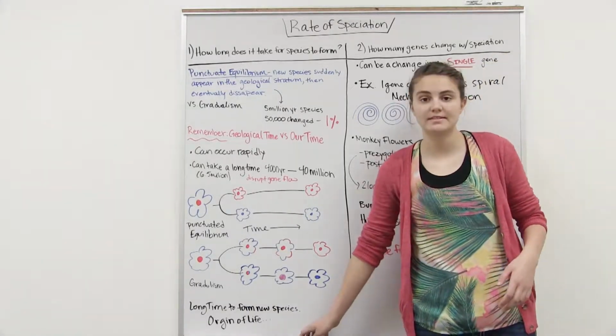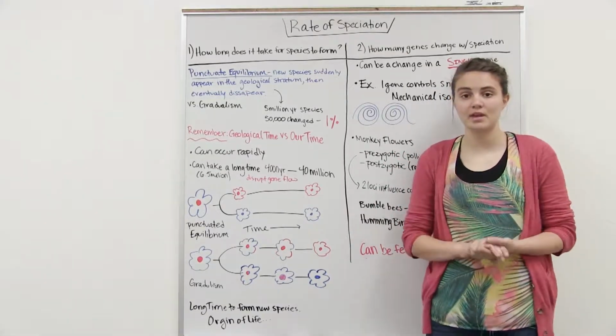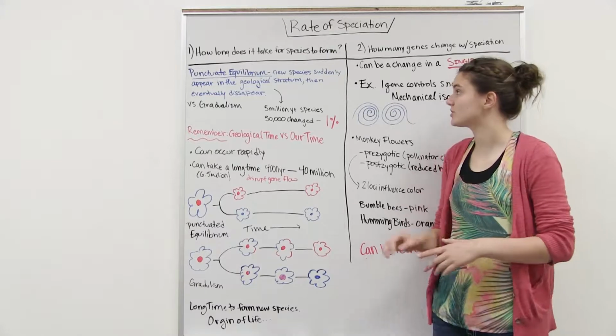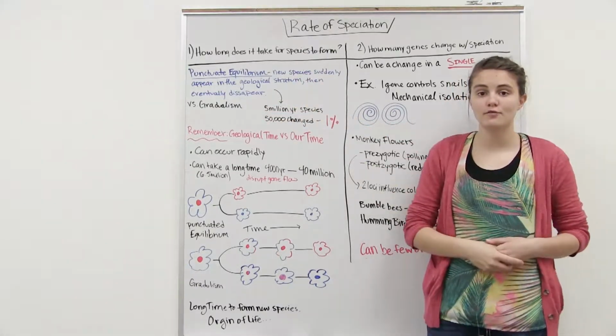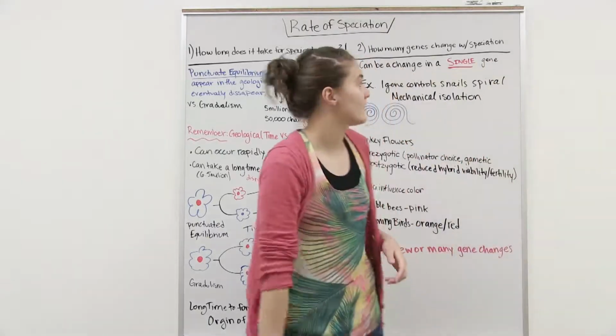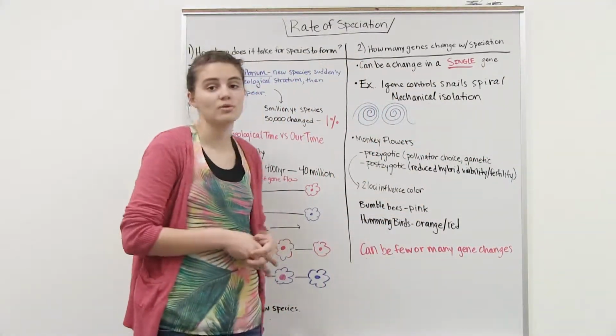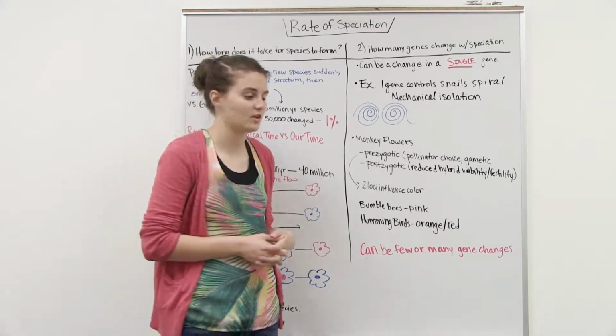The topic of today's video is the rate of speciation. So today we're really going to be focusing on answering two questions. The first is how long does it take for a new species to form or a speciation event to occur? And the second is how many genes do we need to change in order to have a speciation event occur?